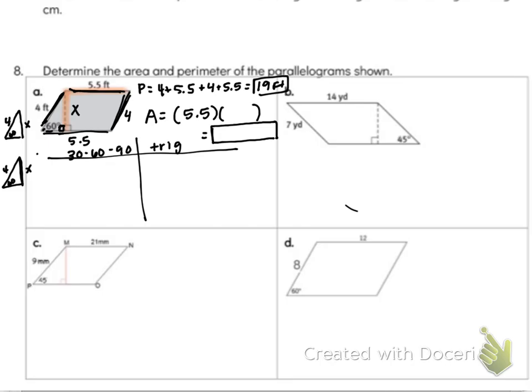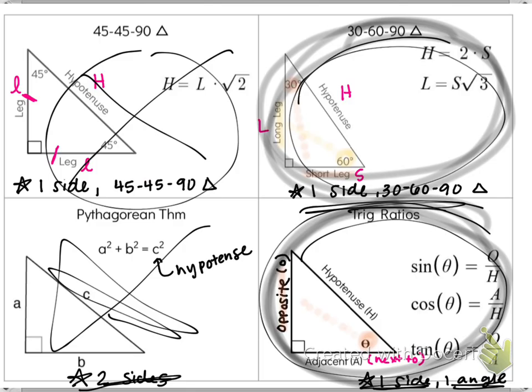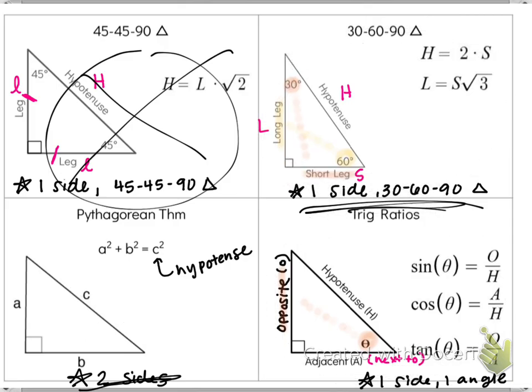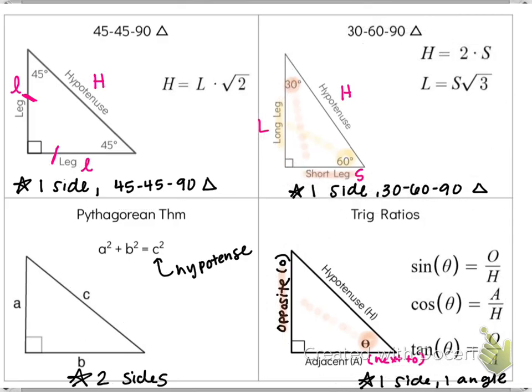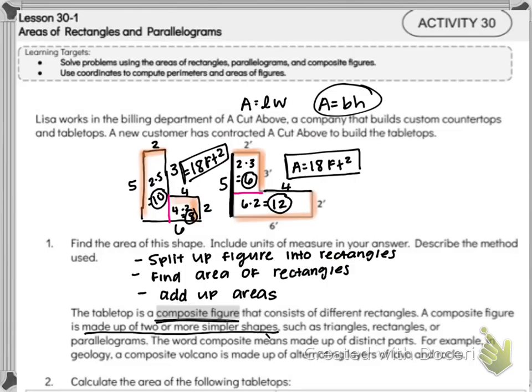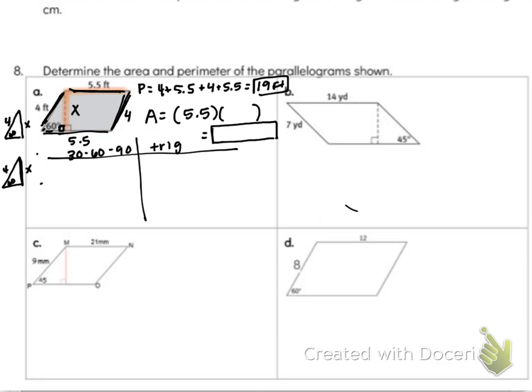So I'm going to use each of these triangles for each of them. So let's start with 30, 60, 90. Now, let's go back to our cheat sheet. 30, 60, 90. Really what we need for this one is we need to label our things with H, L, and S, okay? So let's do that, H, L, and S. So our H is going to be that 4.